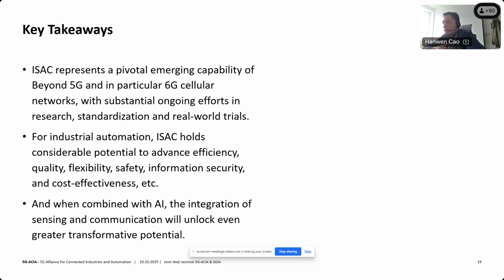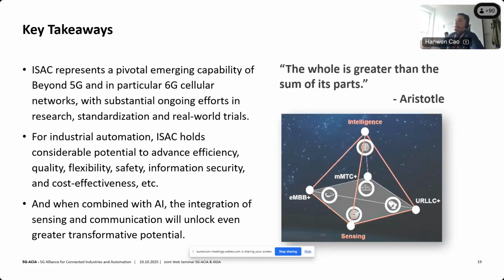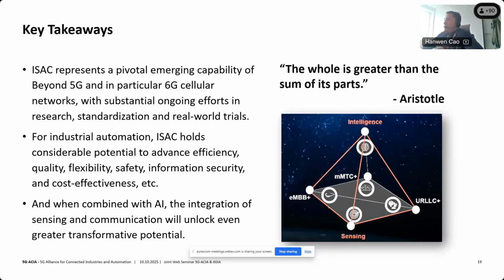The last point is that when combined with the ever fast evolving AI technologies, the integration of sensing and communication will potentially unlock even greater transformative potential for industry. As Aristotle envisioned 2,000 years ago, the whole is greater than the sum of its parts. So let's see how these integrations will bring us forward. Thanks. I'm excited about it.